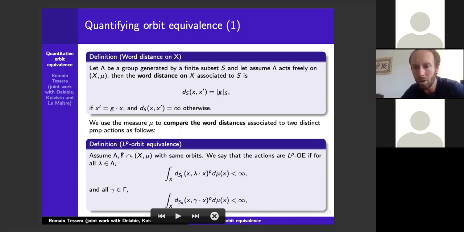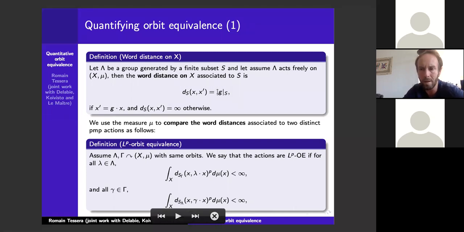And so in order to put some constraints on this orbit equivalence between these two groups, we are going to use the measure to integrate the distance. When you translate by an element of Λ, you are going to measure the distance with respect to the Γ distance, and you are going to integrate. And then you can start putting some constraints. For instance, you can ask that this distance is p-integrable, but you could also ask that it's bounded.